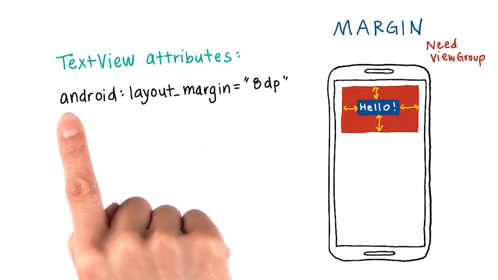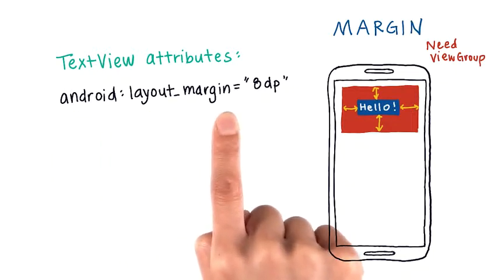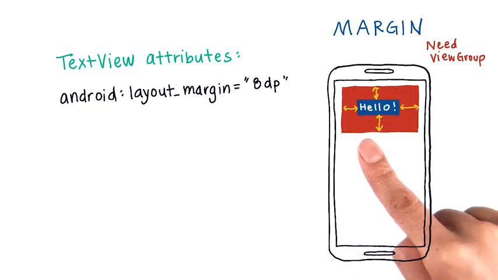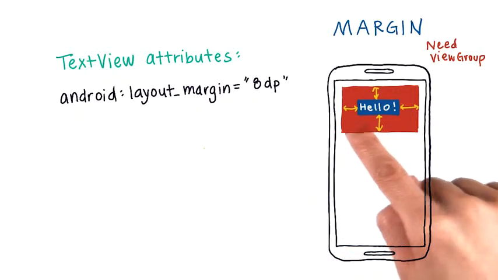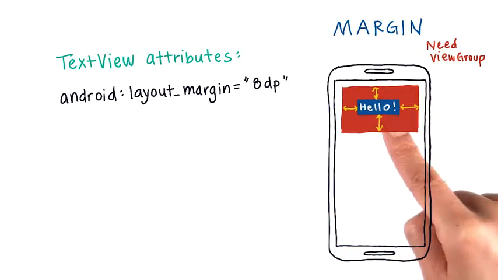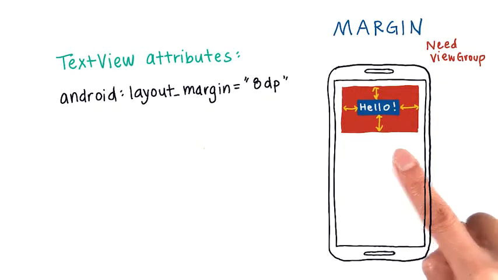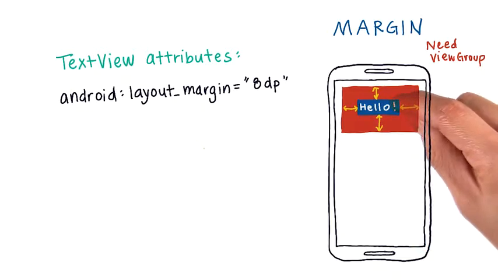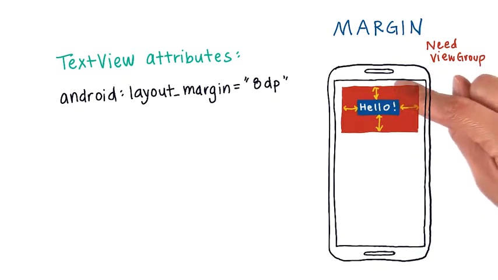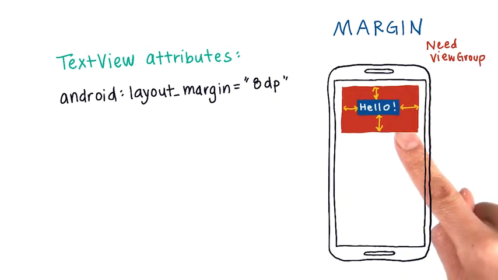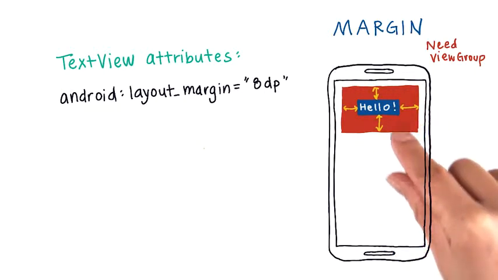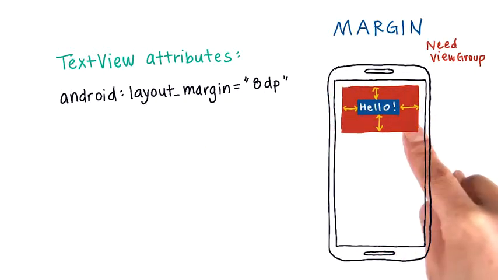The name of the attribute is Android:layout_margin. You can set it equal to, for example, 8 dips. This moves the child text view 8 dips away from the parent on all edges. If there was another child text view at the top here, then having a margin would push this text view 8 dips below that first text view. You can think of having a margin as having a little force field around this view. No other view can enter this 8-dip region around it.